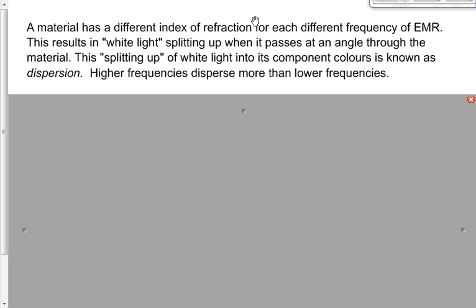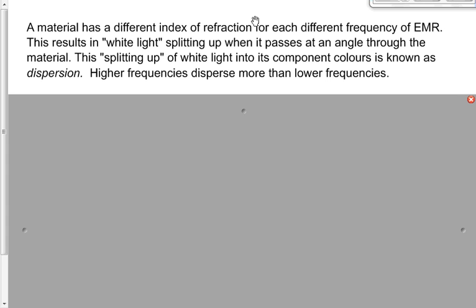The index of refraction for every material is actually slightly different depending upon what color you're using. The index of refraction for some certain type of glass for red light, maybe it's 1.499. Maybe for violet light, it's 1.501. It's not very much different, but it's different for each different color.